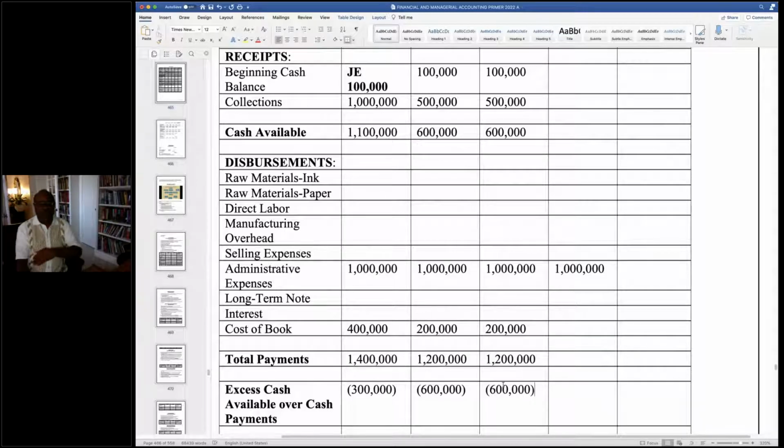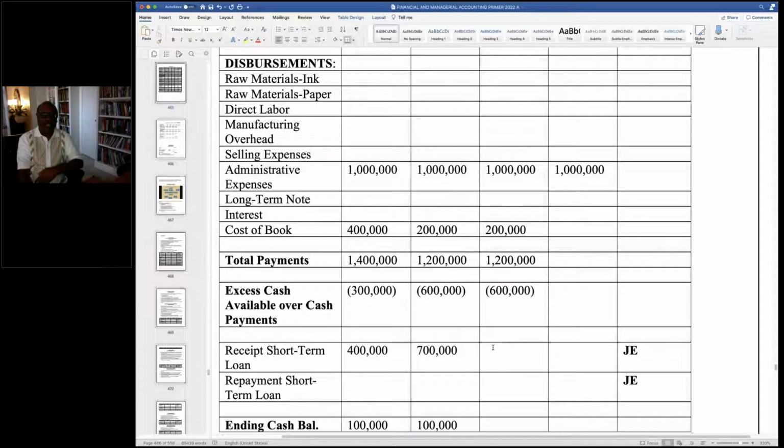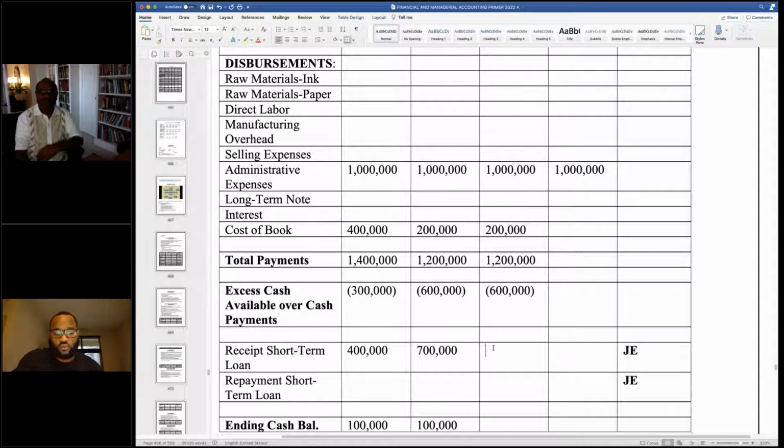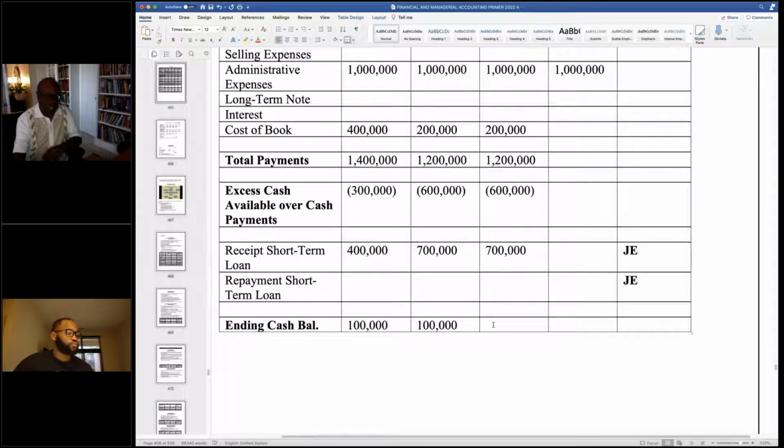So how much are we going to borrow this time? 700,000. 100,000. So we can keep our balance of 100,000.